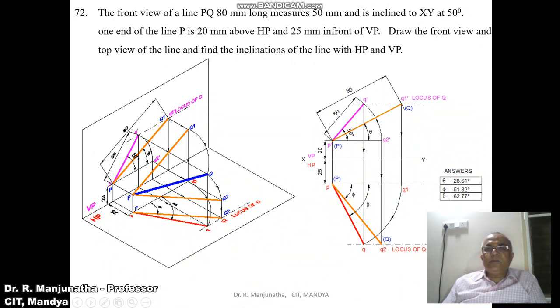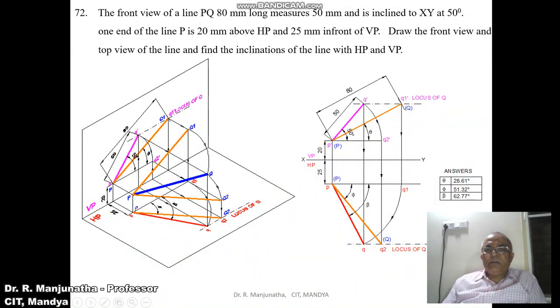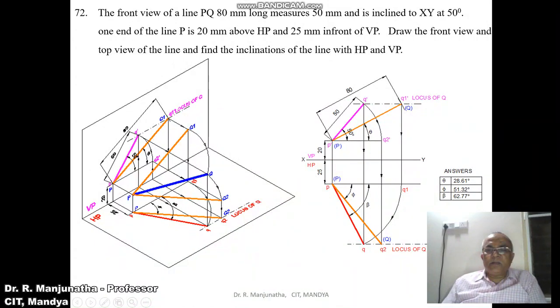This is the true length in the vertical plane, so it should be parallel to the XY line in the top view. So you make it PQ1, which is parallel to XY line, and then with P as center, taking the radius of PQ1, draw an arc such that it cuts this end projector line. So you get the top view. Once you get the top view, you get the locus of Q.